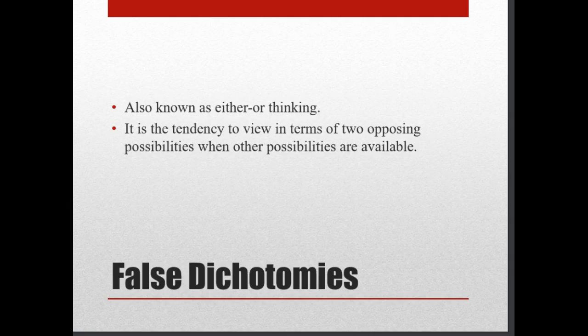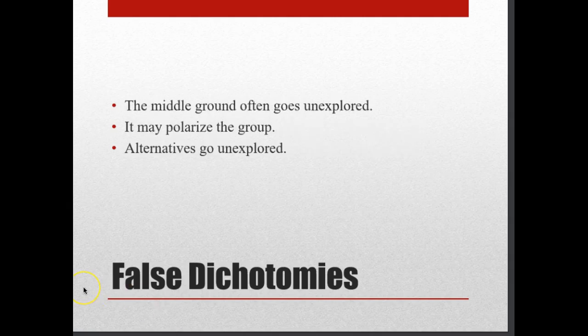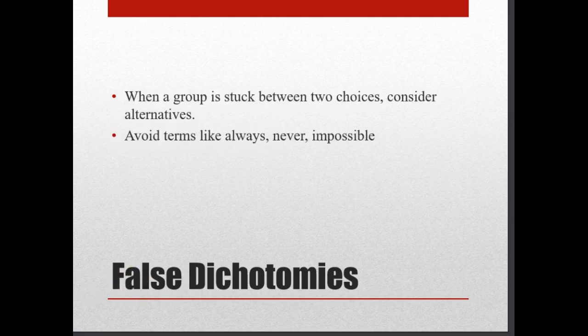So like for your service project, you might say, oh, we can either do a blood drive or go work at the homeless shelter, and that's it. And you get stuck arguing these two things when there are lots of other options. Your group has just fallen victim to a false dichotomy where they've narrowed it down to two, and that seems to be the only choice. The middle ground often goes unexplored. Often it will polarize the group because some will be for A and some will be for B. And of course, no alternatives are explored in a false dichotomy.